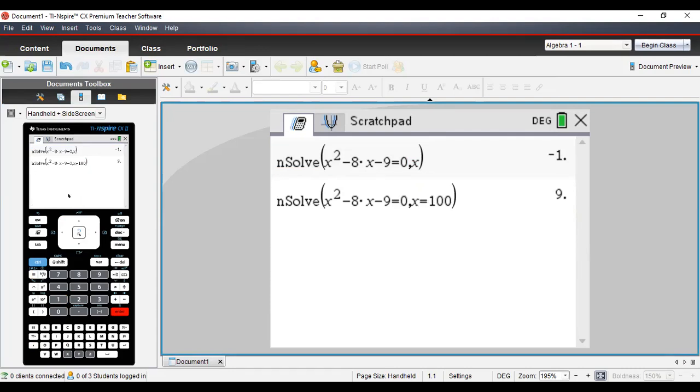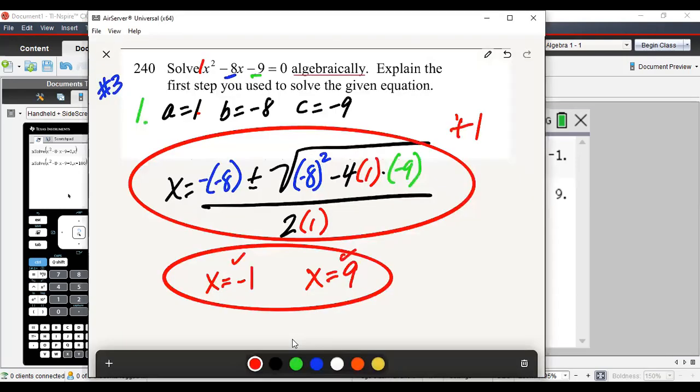There we go. Let's go to this. Here's 1. Here's 1. We didn't have to round anything because these are integers. So this would be +1. This would be +1. We're done.